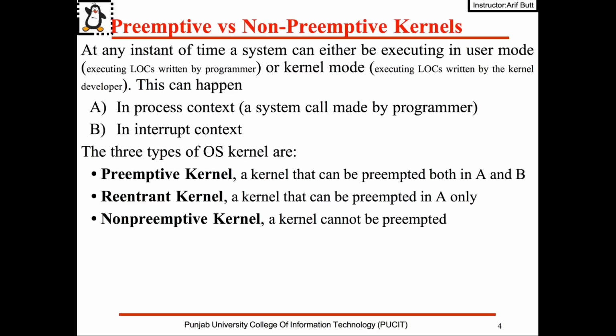So keeping this in mind, let me define three different types of operating system kernels: preemptive, reentrant, and non-preemptive. A preemptive kernel is one that can be preempted both in A and B, that is in process context as well as in interrupt context, while the reentrant kernel can be preempted only in process context. And of course, non-preemptive is the one which cannot be preempted.